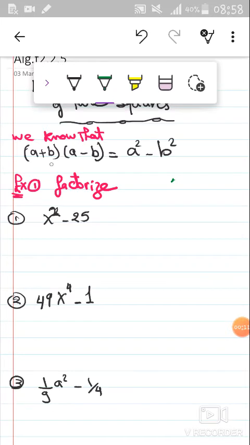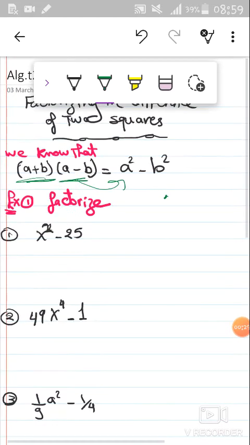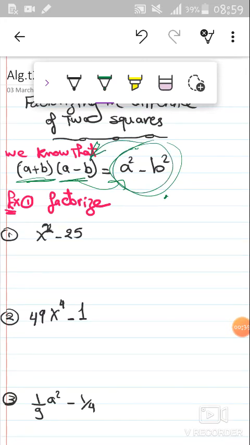We know that if we have two brackets that are alike but differ in sign, one positive and the other negative, the result will be only two terms: the difference between two squares, by squaring the first term and squaring the second one. To reverse this operation, if we have this expression, then we are going to factorize.